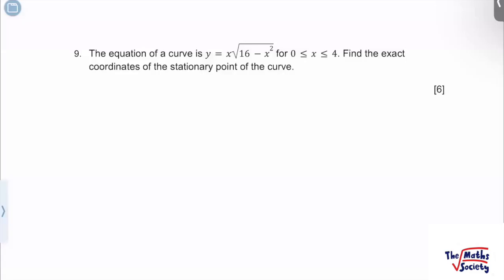Okay, so question 9, we have that the equation is y equals x root (16 minus x squared) for x between 0 and 4. Find the exact coordinates of the stationary point. We're going to find the stationary point.